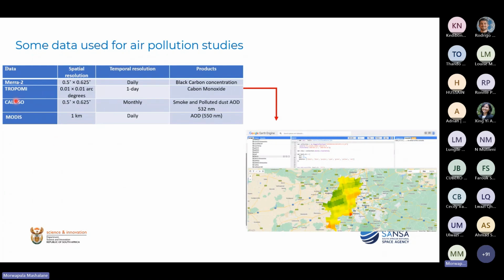And then we've got CALIPSO, which is a space-borne LiDAR. It has also been in operation since 2006, so it's also a good data set. The beauty about CALIPSO is its ability to give us the vertical distributions of these pollutants from the ground until the top of the troposphere, say 13 to 14 kilometers.